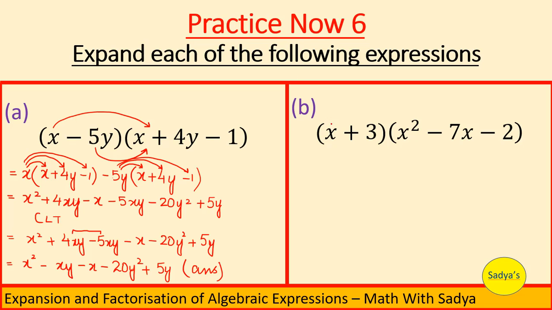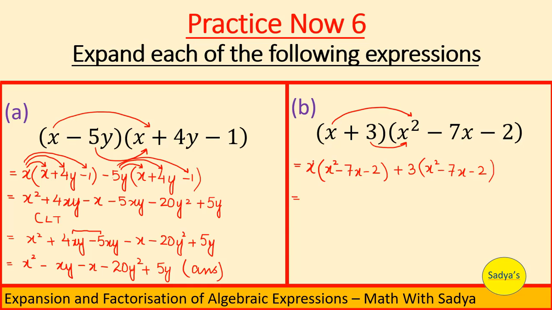Let's move to B part now. So we have to multiply x with this bracket and we have to multiply positive 3 with this bracket. X multiplied with second bracket will be written as x into (x² − 7x − 2) and plus 3 multiplied with second bracket gives us 3 into (x² − 7x − 2).